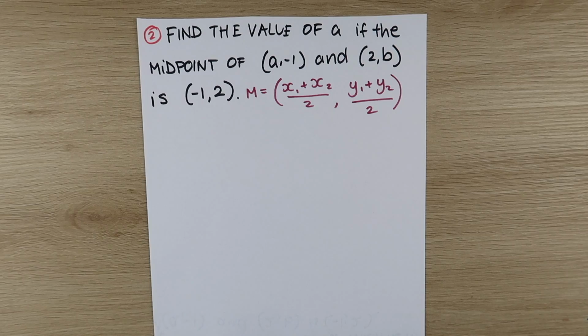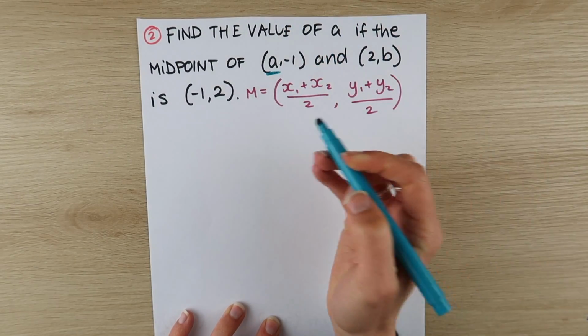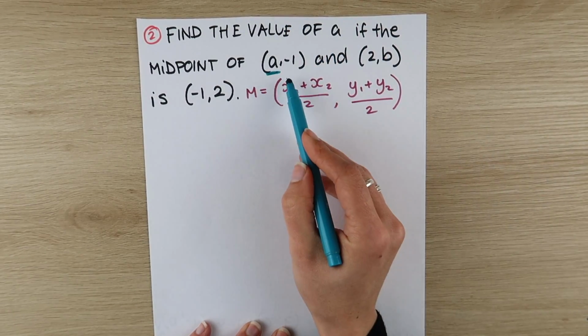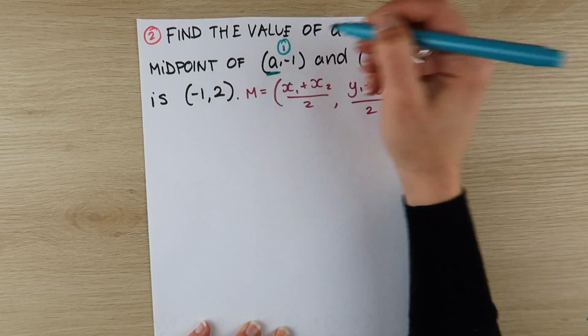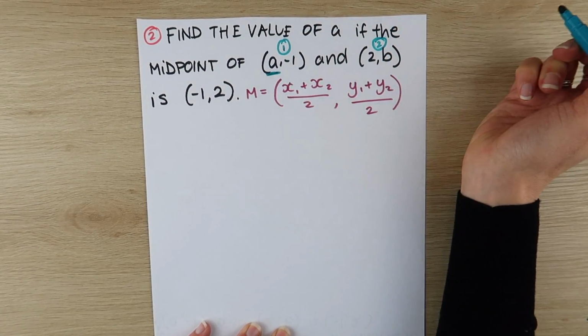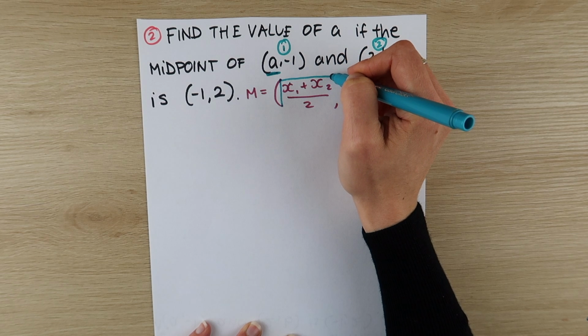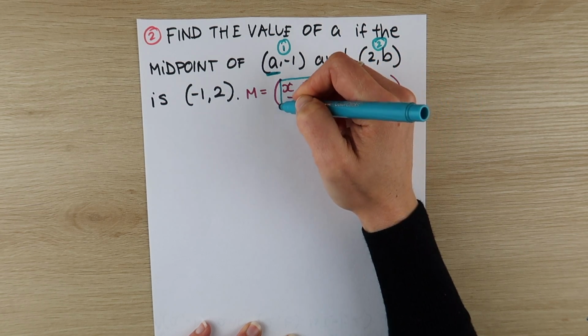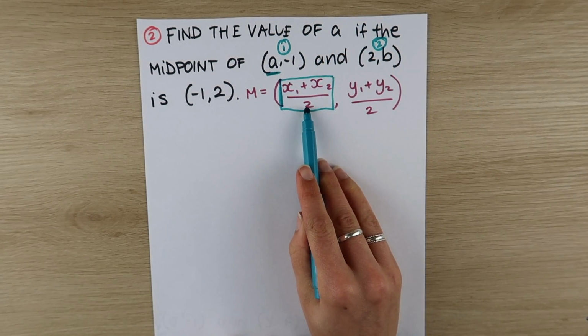We've been asked to find this a value, which represents one of my x's. So let's call this 1 and this 2. All I need to find the value of a is this part of my formula.